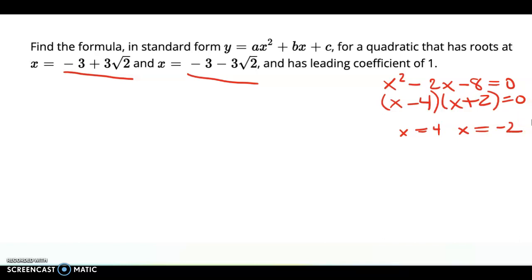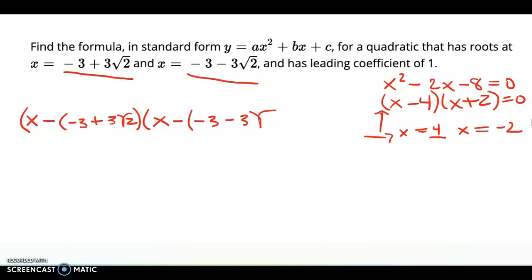So basically what is happening in this problem is we've been given these answers and now we have to work backwards. Okay? So notice when we have the answers, we just do the opposite of them, or basically we're subtracting them. So for this first one, I would say x minus, and then I will have to subtract the whole negative 3 plus 3 square root of 2. Notice that's in parentheses. And then times x minus negative 3 minus 3 square root of 2. Okay, add another parenthesis.